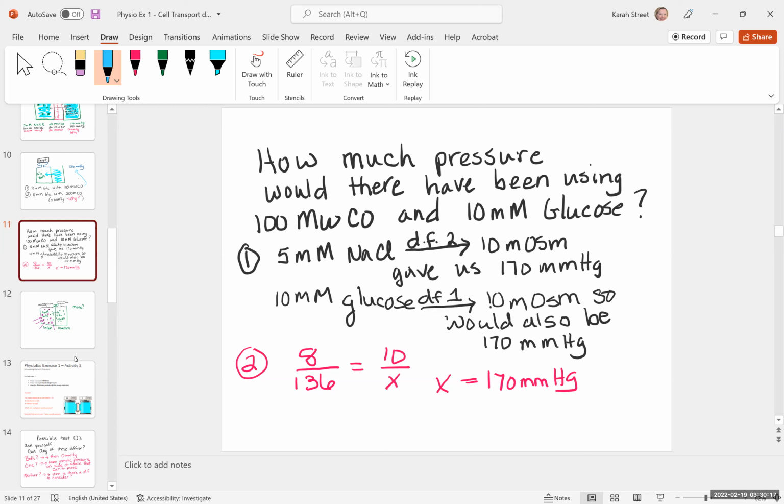But there is a second way you could have solved this problem using proportions. And I'll remind you again, you have already taken your math and chemistry quiz. All you had to do was use proportions. If 8 millimolar of glucose gave us a pressure of 136 millimeters of mercury, then what would 10 millimolar glucose give us in millimeters of mercury? All you have to do is cross multiply and solve for X, and you would still get 170 millimeters of mercury.